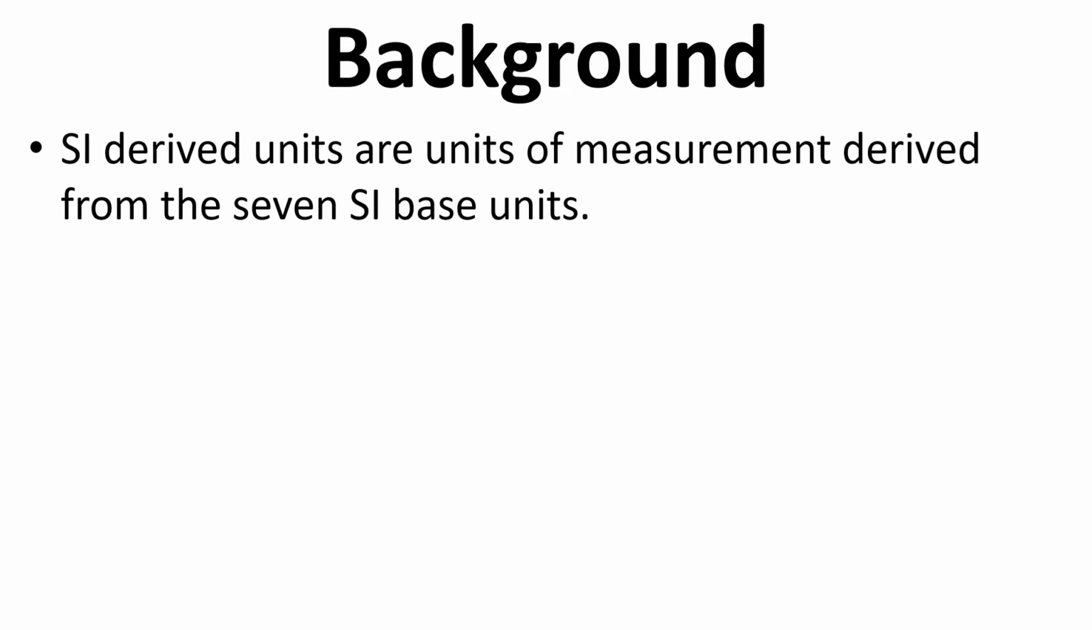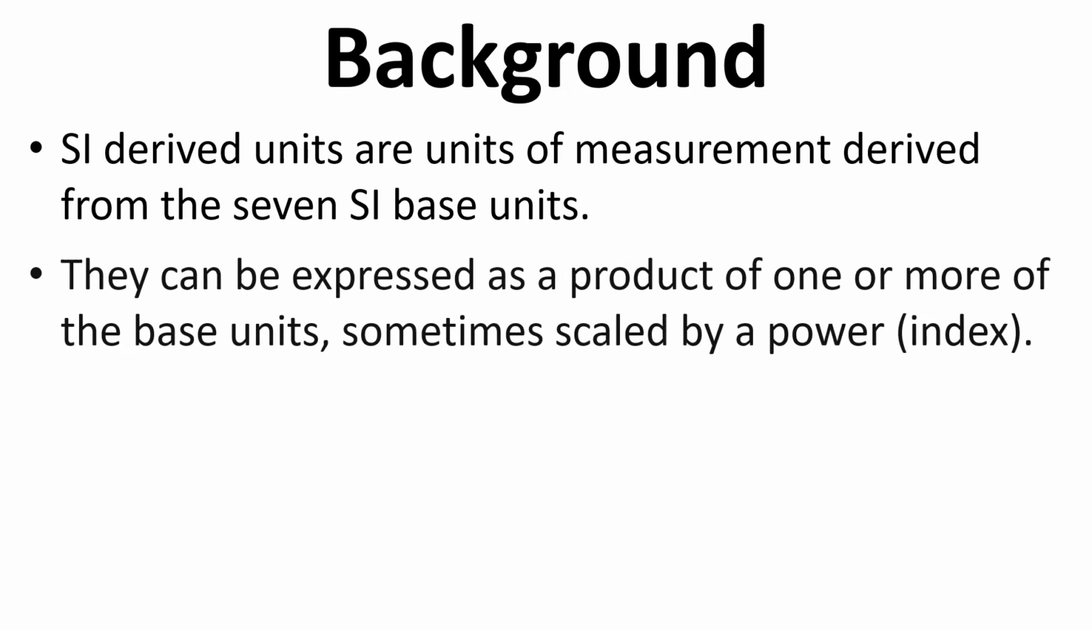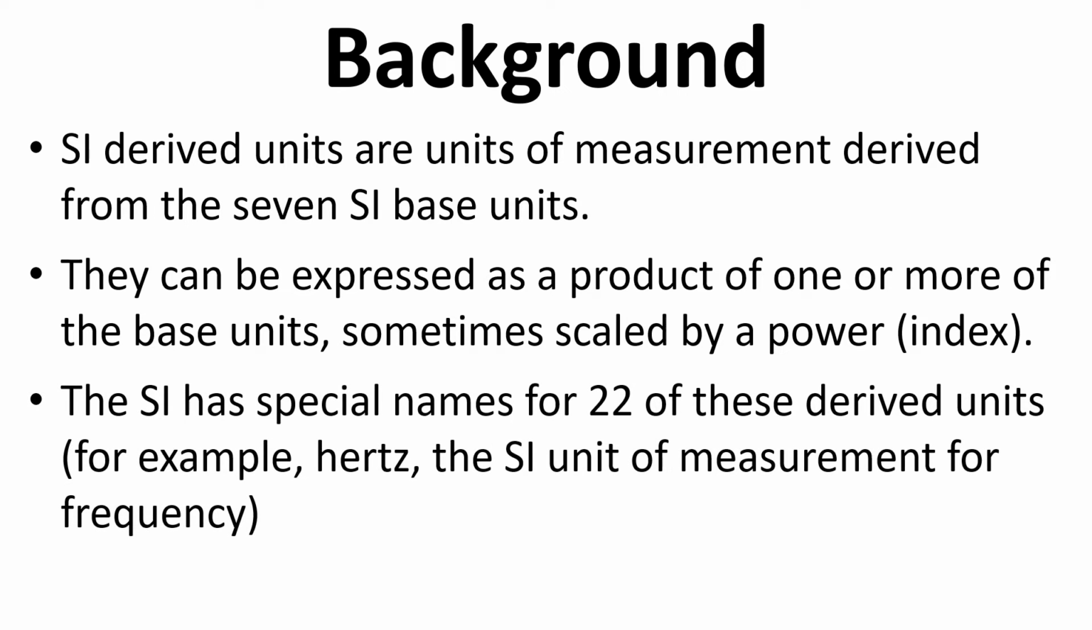In terms of background then, SI derived units are units of measurement derived from the 7 SI base units. And I talked about the SI base units in the previous video. They can be expressed as a product of one or more of the base units, and sometimes those base units have to be raised to a power, so they get scaled by having an index. So for example, there could be seconds squared in there. Now the SI system has special names for 22 of these derived units. For example, Hertz is the SI unit of measurement for frequency.